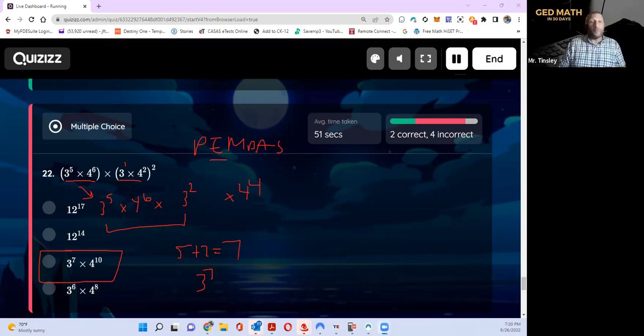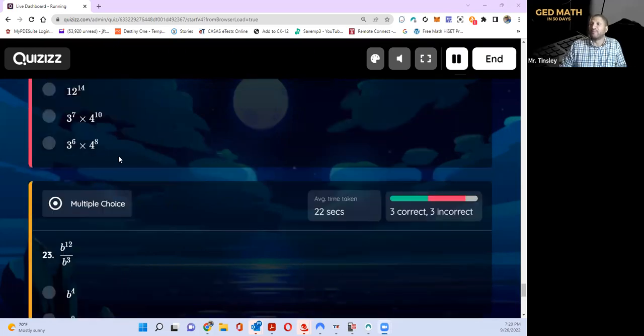Now, if there was another multiple choice that started with 3 to the 7th, then I'd have to complete the rest of it. So then 4 to the 6th times 4 to the 4th is 4 to the 10th power. Why? Because 6 plus 4 is 10. Again, you must know exponent rules. You're going to need them in algebra and everything you do after this.